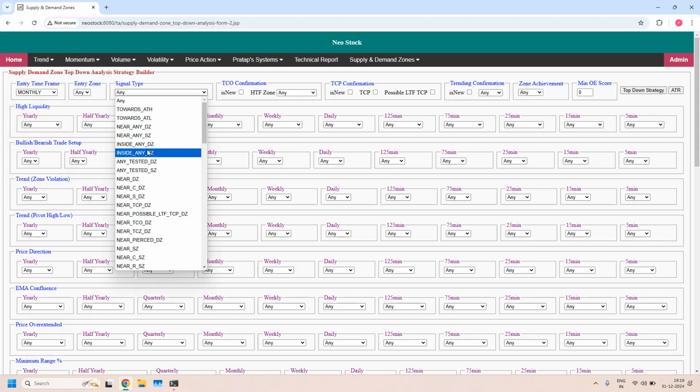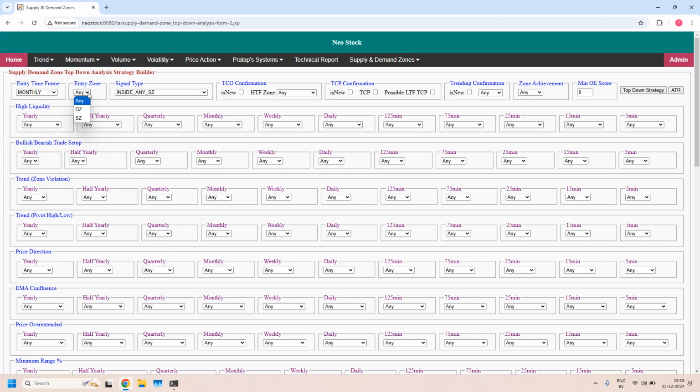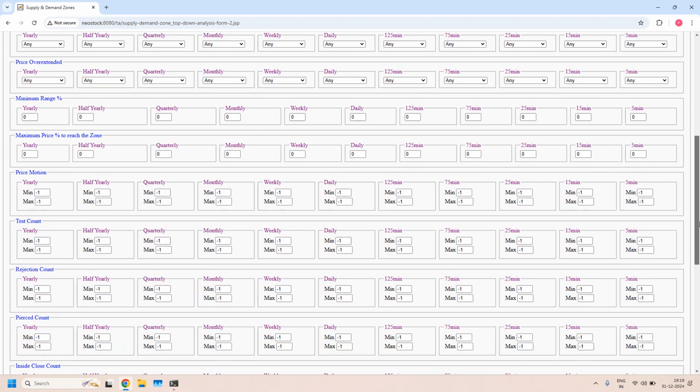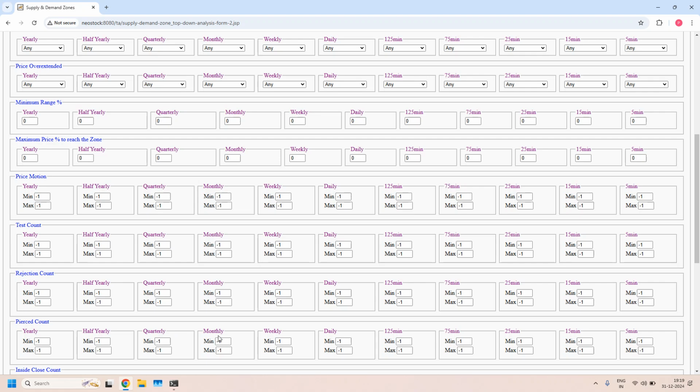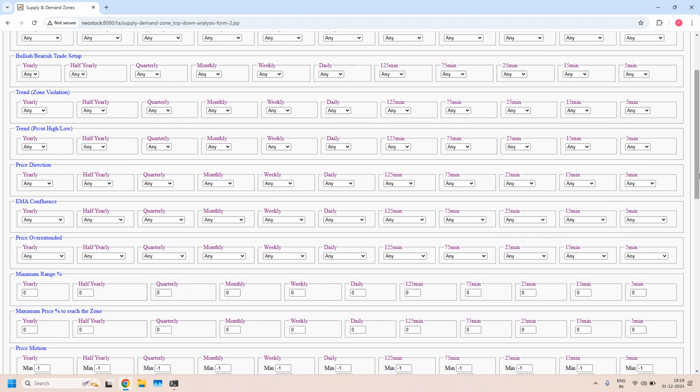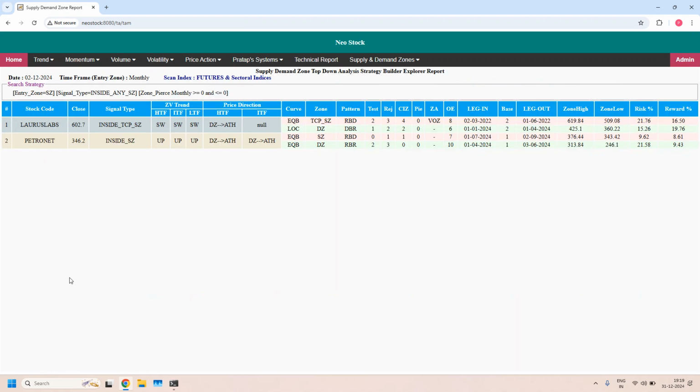Price closed inside the monthly supply zone. These monthly supply zones should not be pierced. So in the pierced count at monthly time frame, minimum value 0, maximum value 0. Let's filter. We got only 2 stocks. Price closed inside monthly supply zones because entry time frame is monthly.